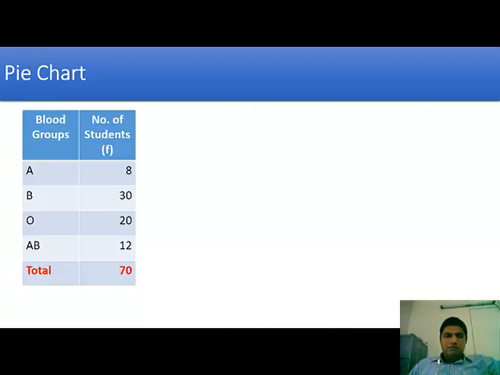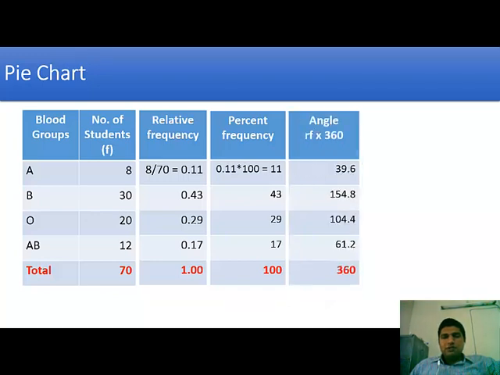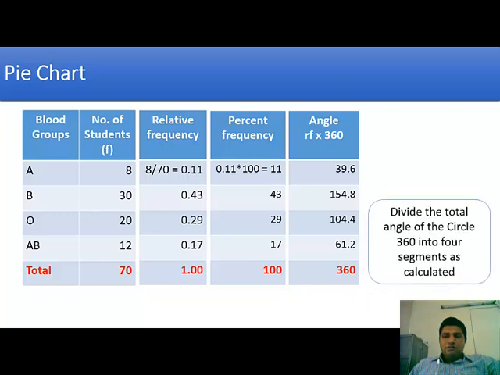So how will we proceed? Simply, we will take the relative frequency and multiply it by 360, because the angle of the circle is 360. In this way you will get the angle for each class. Like in this example, for blood group A the angle is 40 degrees, and that angle will decide the portion that will go to sector 1. Similarly for B it is 154.8, and for O it is 104.4, and so on.